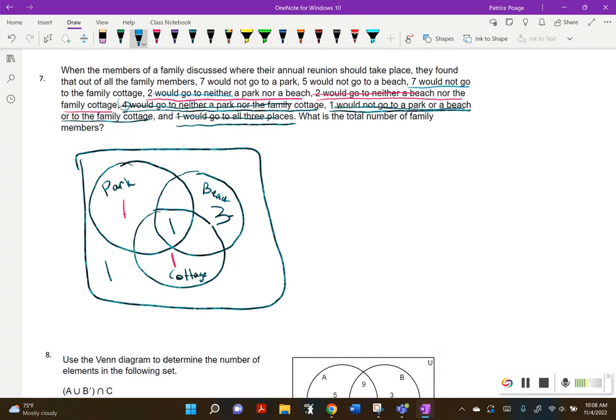All right. 7 would not go to the cottage. So if we completely cover up the cottage circle, that leaves us with 1, 1, we don't know, and 3. Everyone not going to cottage. And it says 7. So I'm going to do 7 minus 1 plus 1 plus 3. So that's 7 minus 5 is 2. So this little spot right here is 2.